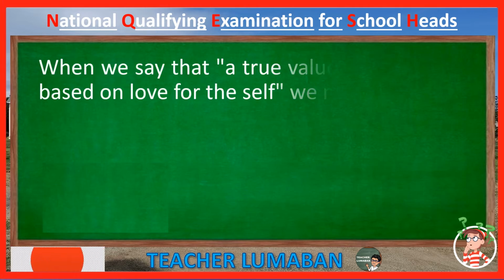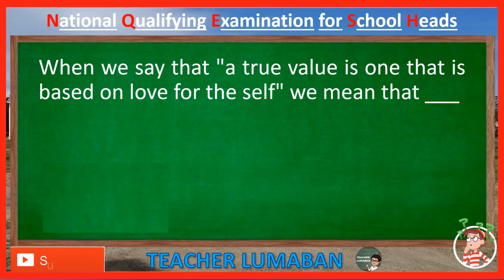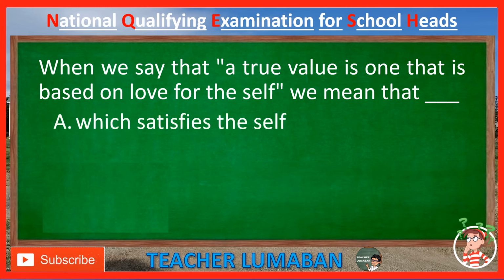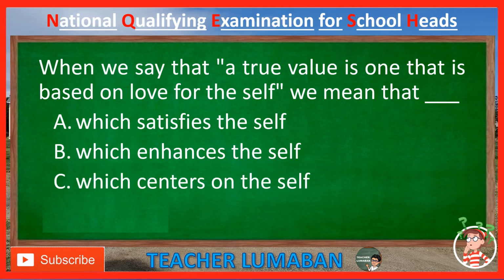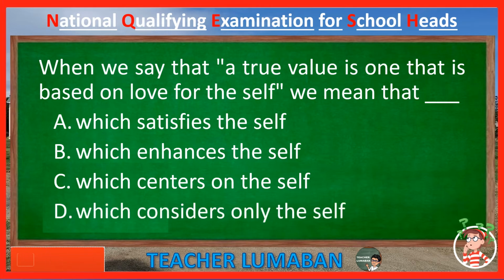When we say that a true value is one that is based on love for the self, we mean that blank. Letter A, which satisfies the self. Letter B, which enhances the self. Letter C, which centers on the self. Letter D, which considers only the self. Choose the suitable answer based on the given choices in 5 seconds.